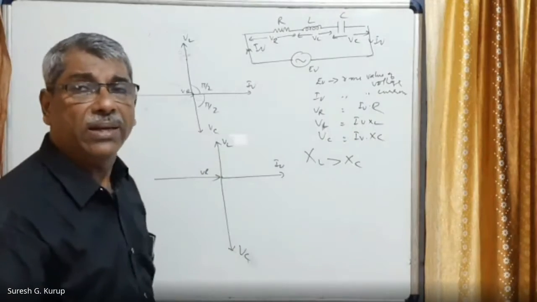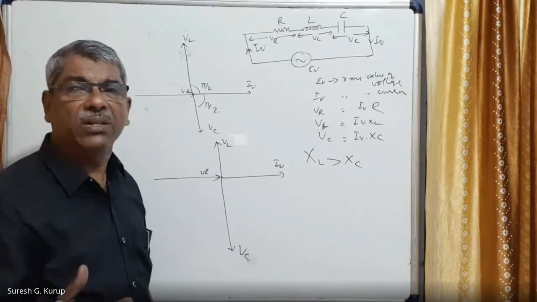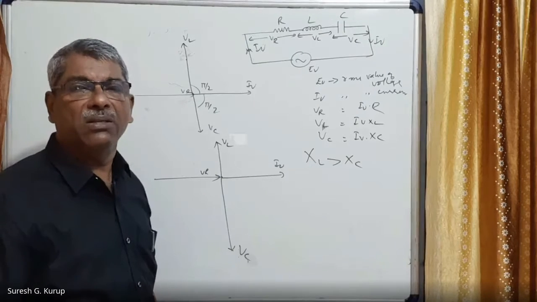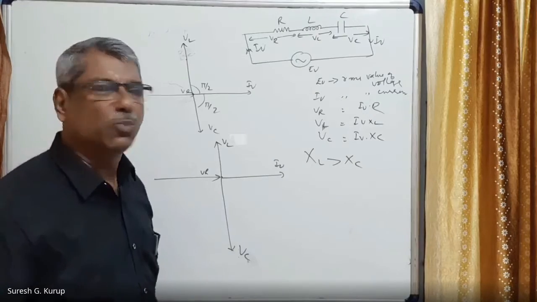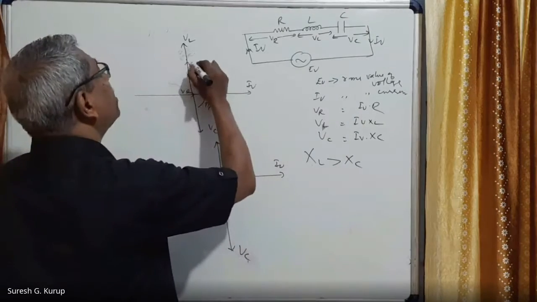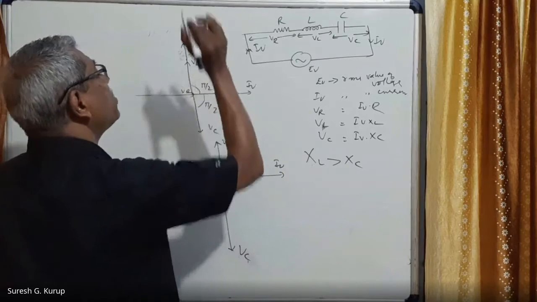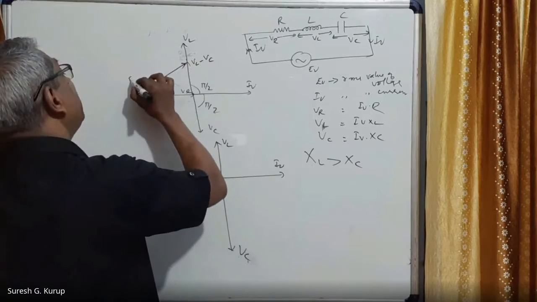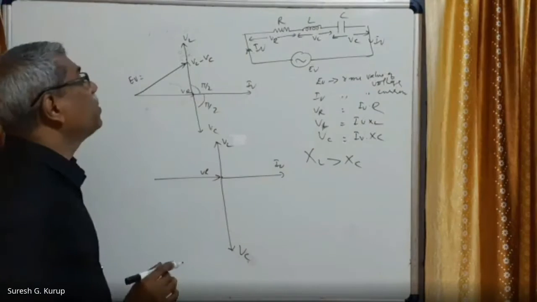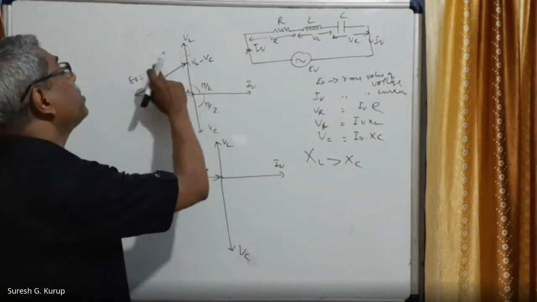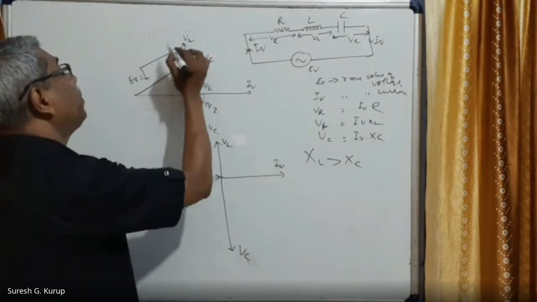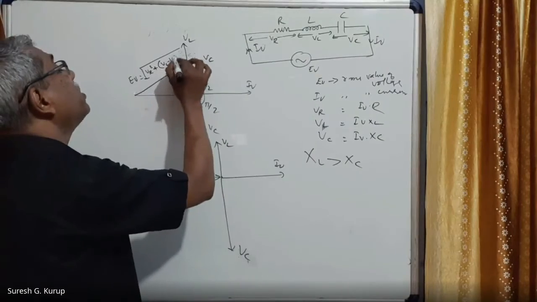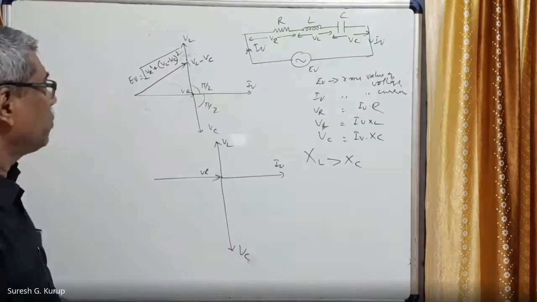VC and VL are acting along the same straight line. As in vectors, when two vectors act along the same straight line but in opposite directions, the resultant is equal to the bigger one minus the smaller one. Therefore, we can write this part as VL minus VC. From this, we can calculate EV. This square plus this square is equal to EV square. That is, EV is equal to the square root of VR square plus (VL minus VC) the whole square. Okay, this way we can write.